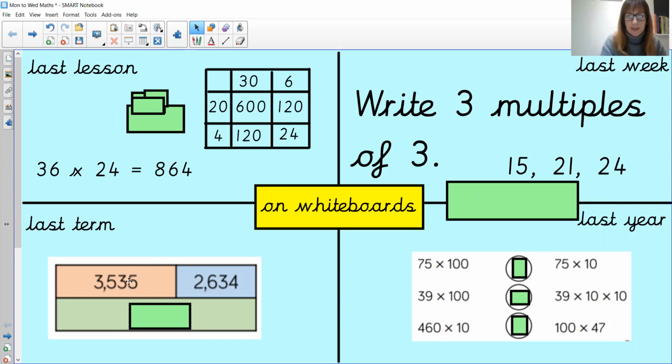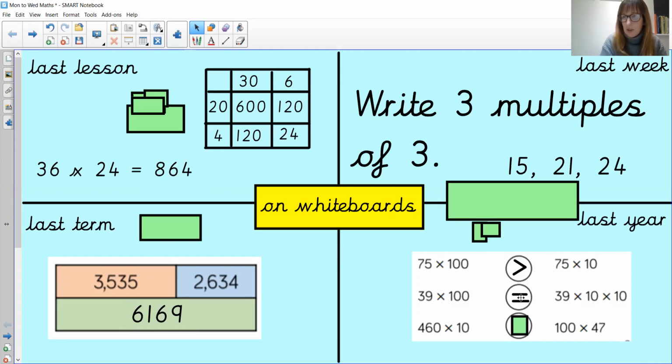So last term, we've got an addition question here. 2 parts equal the whole. So if you add up 3,535, add 2,634, you would get 6,169. And then finally, one from last year, which we have also recapped this year. You should have had greater than in the first one, and equals in the middle one, and less than in the bottom one.